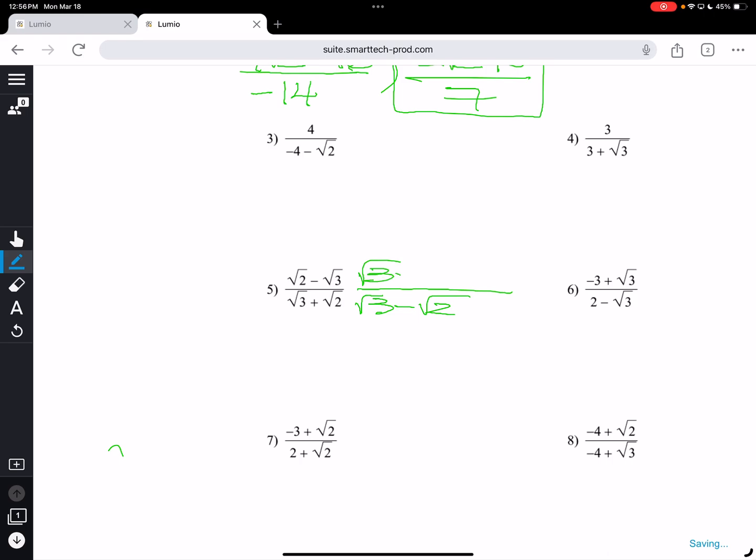So you're going to be foiling all over the place. Shh. I don't want to call names. Stop. What is the denominator for number 5? Radical 3 times radical 3 is radical 9, which is 3.